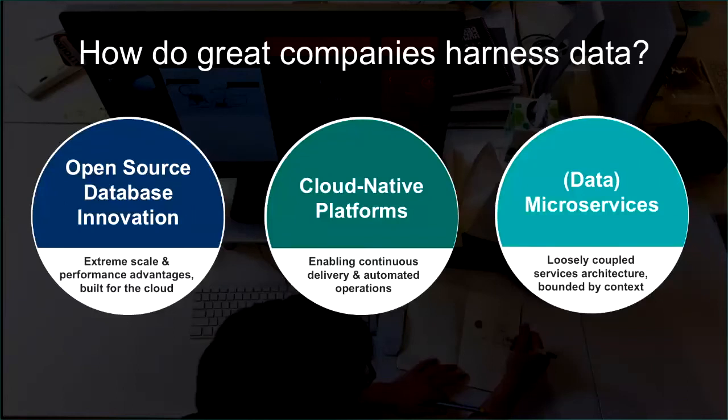How do great companies harness data? When you look at companies that are really being successful in how they're working with data, there's a common set of trends that we can observe. First on the list is adoption of open source software. For decades, relational databases were used for everything. Today, with the explosion of various types of open source data management systems, successful companies are able to find the right data management system for the right type of problem that you're trying to solve.